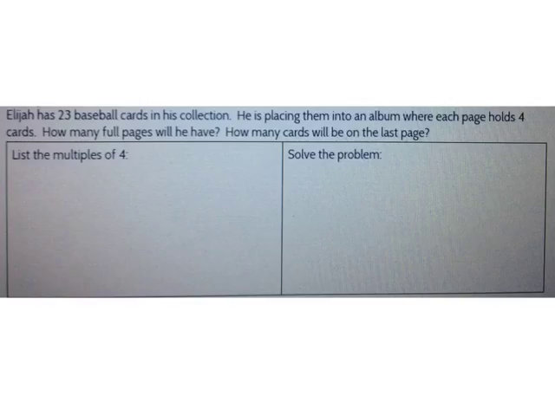Let's do another example. Elijah has 23 baseball cards in his collection. He is placing them into an album where each page holds 4 cards. How many full pages will he have? How many cards will be on the last page? Well, I know that this problem is asking me to divide 23 cards into groups of 4 cards.